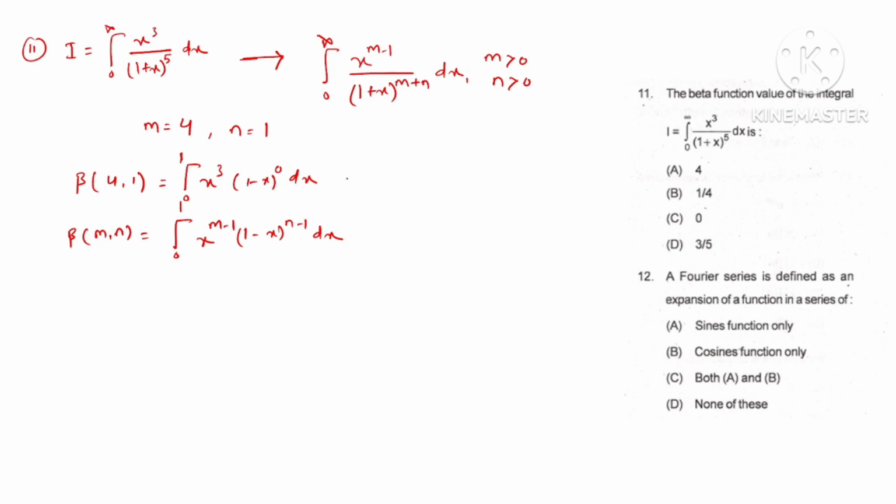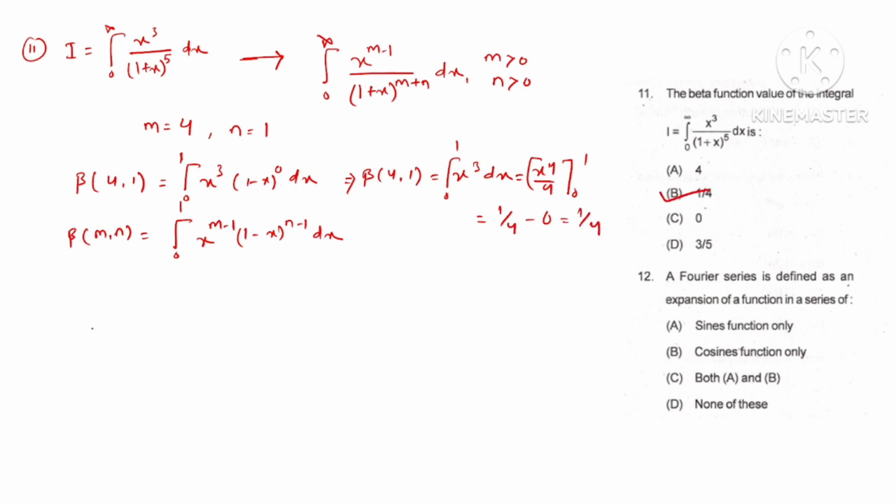So you can write down beta 4 1 is equal to the integral of x cubed dx over 0 to 1, which will be x to the power 4 by 4 from 0 to 1. It will be 1 by 4 minus 0, which is equal to 1 by 4. This is the answer.